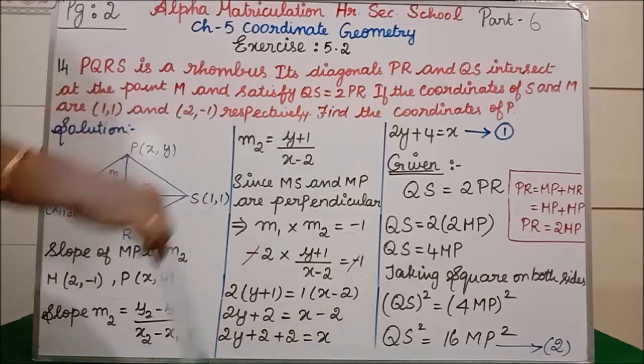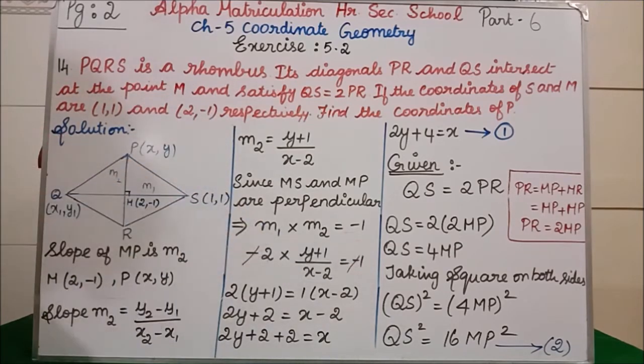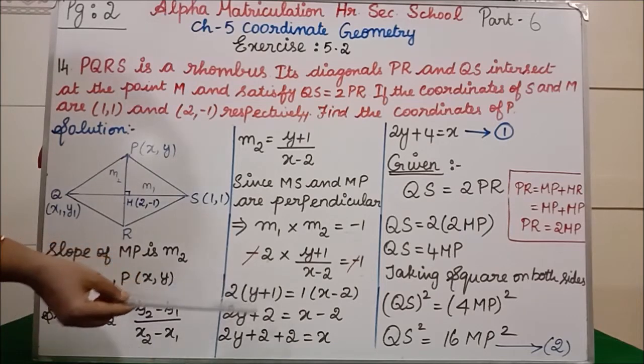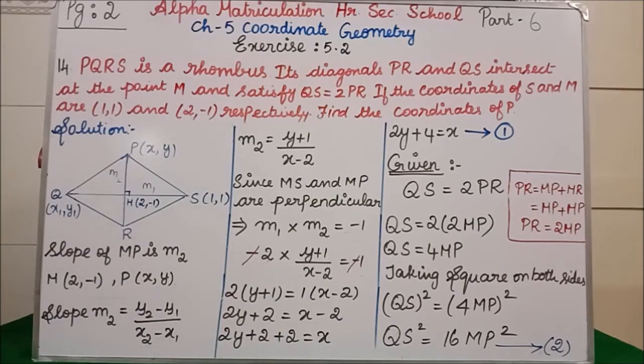So, minus minus will get cancelled. So, this 2 will go that side. So, 1 into x minus 2, remaining what will be here? 2 into y plus 1. So, take this 2 inside. 2 into y is 2y, 2 into 1 is 2, is equal to x minus 2.